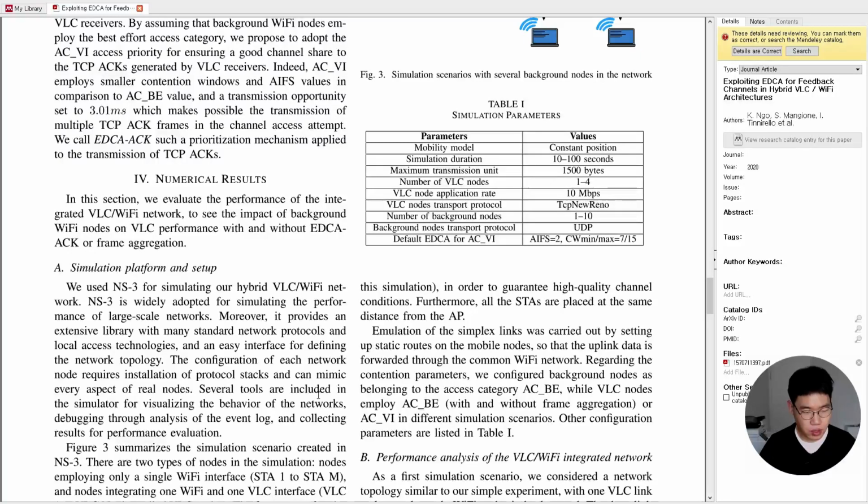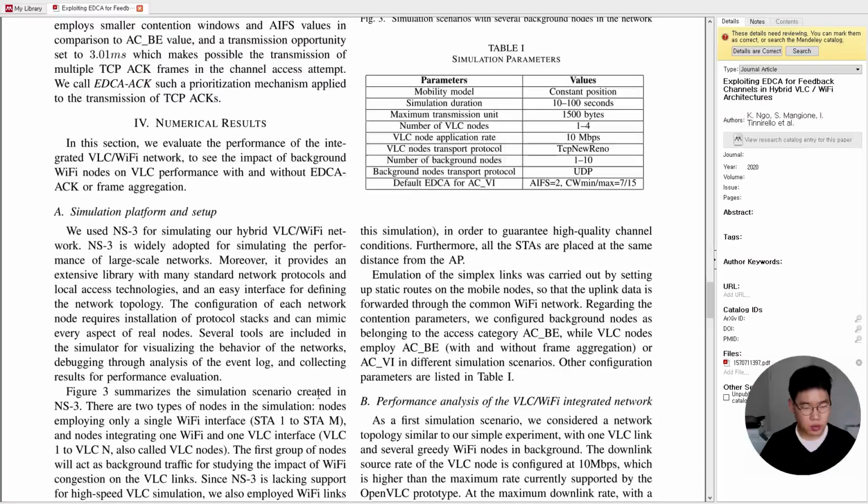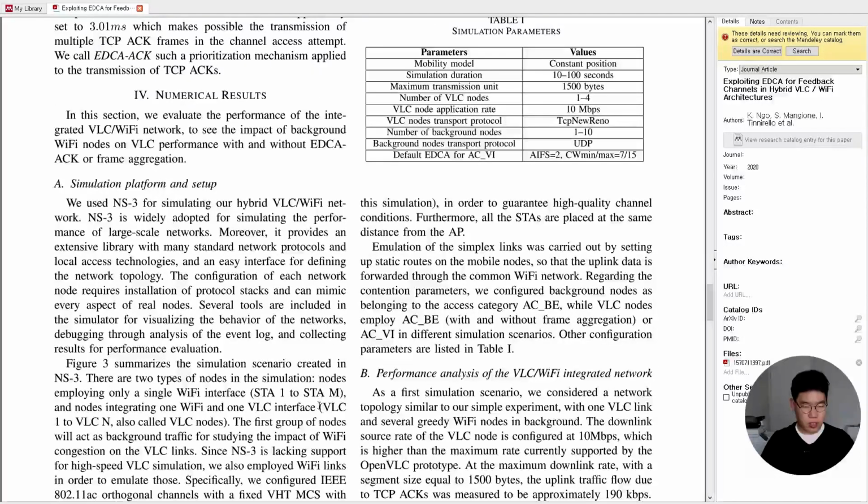Nodes employing only a single Wi-Fi interface, STA1 to STA-M, and nodes integrating one Wi-Fi and one VLC interface, VLC1 to VLC-N, also called the VLC nodes. The first group of nodes will act as background traffic for studying the impact of Wi-Fi congestion on the VLC links. Since NS3 lacks support for high-speed VLC simulation, we also employed Wi-Fi links in order to emulate those.